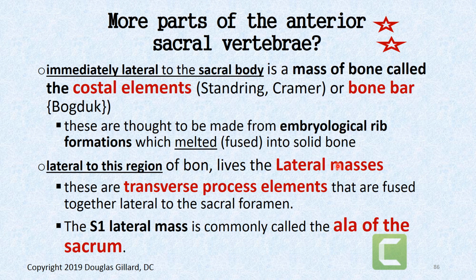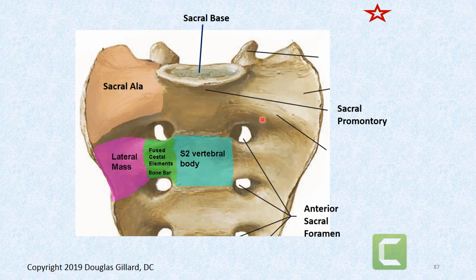If you go lateral to that, there's the lateral masses. Lateral masses of the sacrum are made from transverse process elements. So embryological tissue that usually grows transverse processes grows these weird spatulated transverse processes, and they melt together to form the lateral part of the sacrum. The lateral mass of S1 gets a special name called the ala. Picture's always better, right? Let's look at the picture.